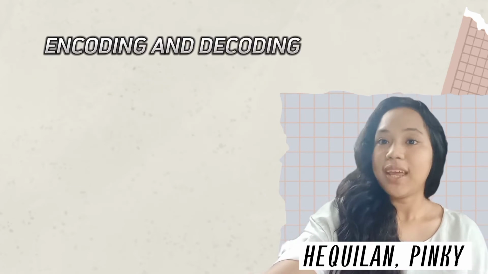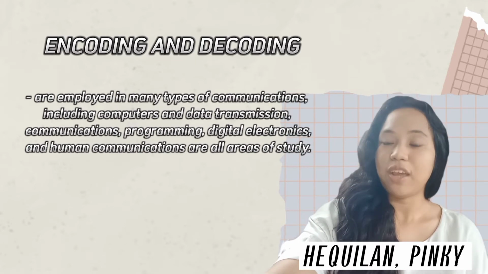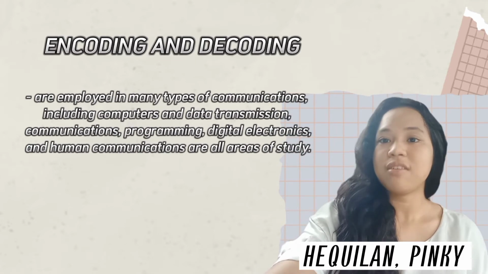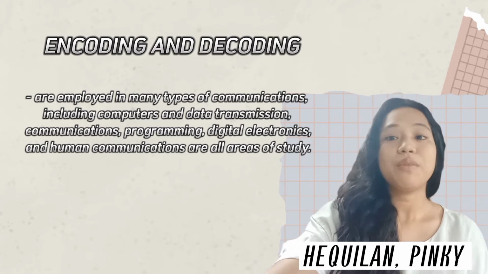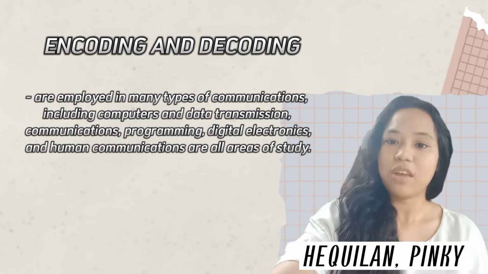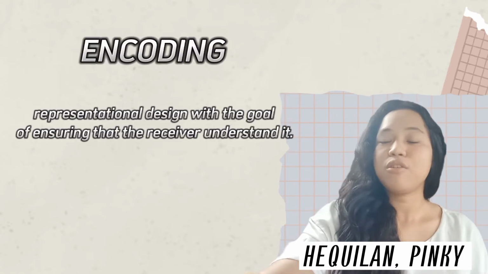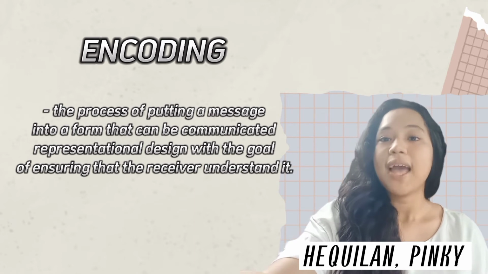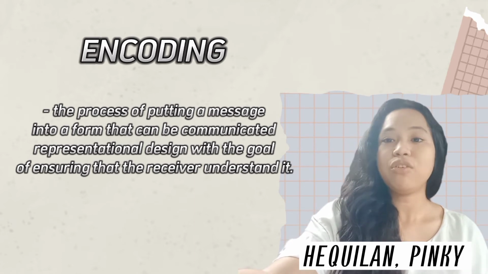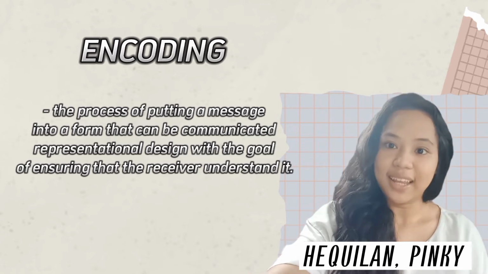Next is encoding and decoding. Encoding and decoding are employed in many types of communications, including computers and data transmission, programming, digital electronics, and human communications. Encoding is the process of putting a message into a form that can be communicated, with the goal of ensuring that the receiver understands it.